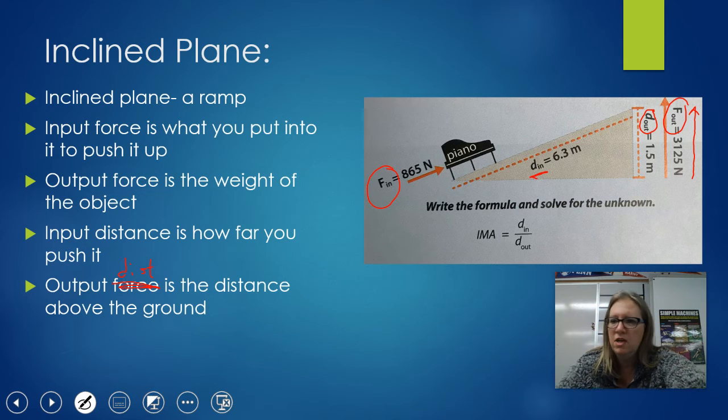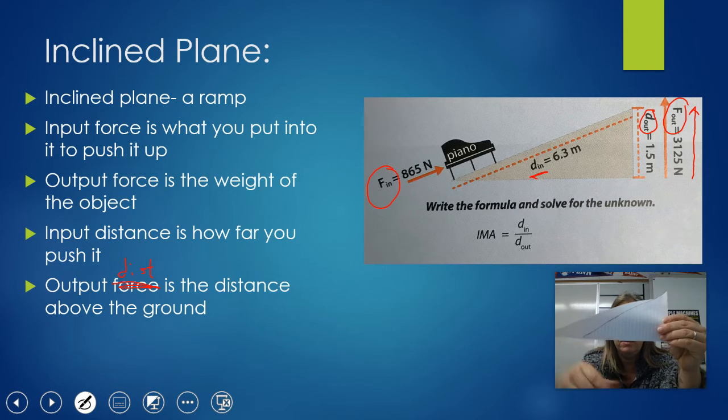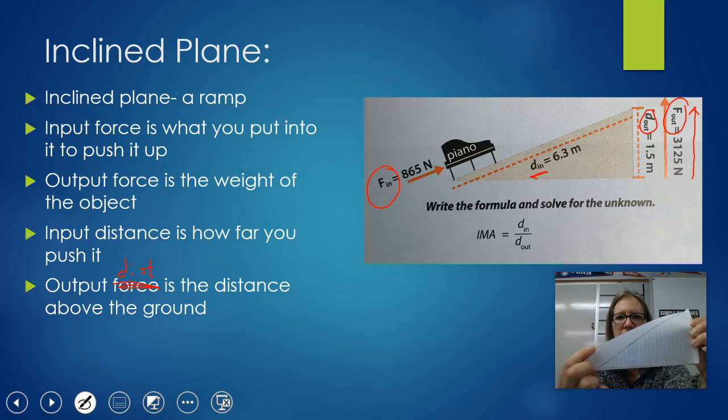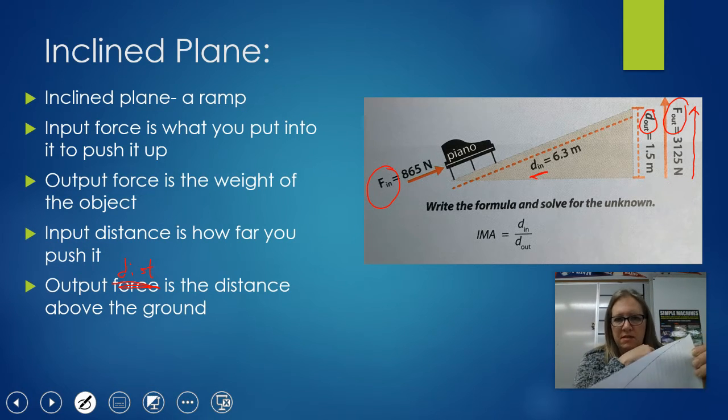I can change the slopes of my ramps. So I've got two ramps here, okay? They both go up to the same point. One is clearly steeper than the other. So the striped one is steeper than this plain one here. The longer my input distance, the better my mechanical advantage is going to be, the easier it's going to make it, okay?